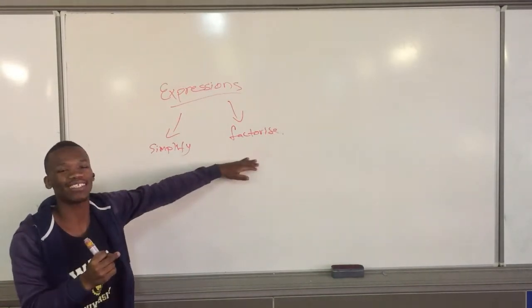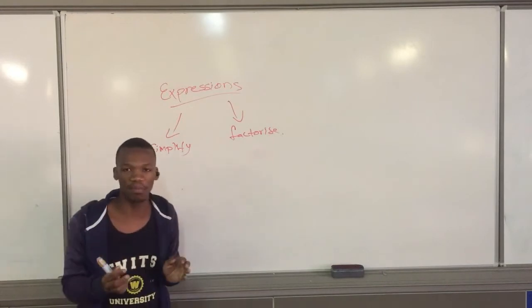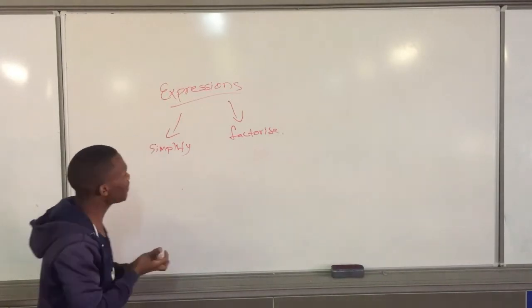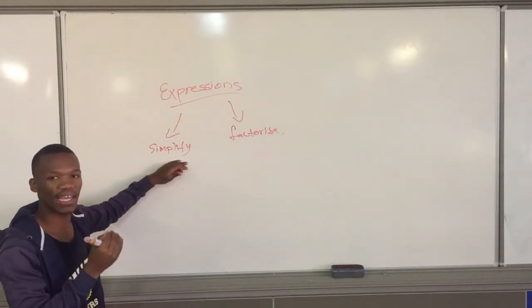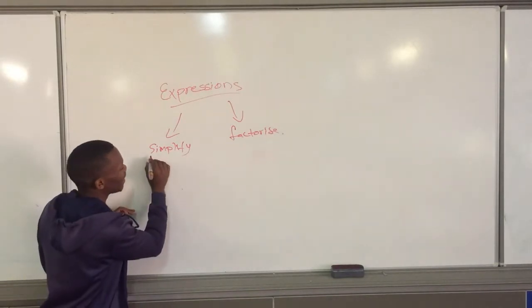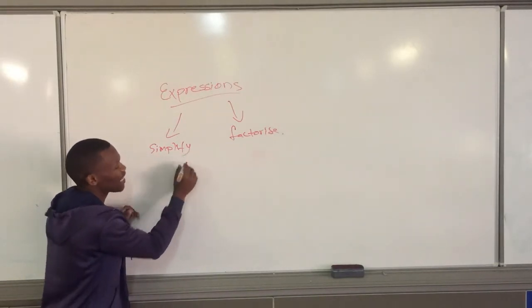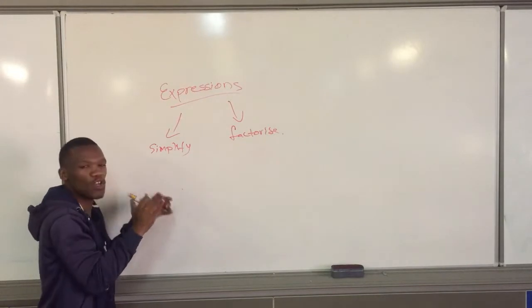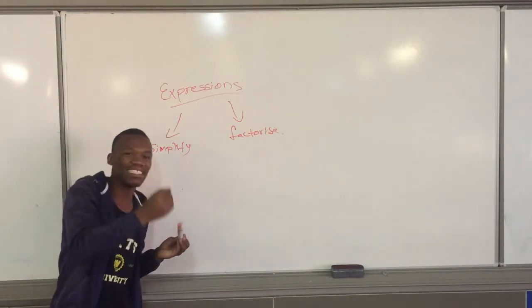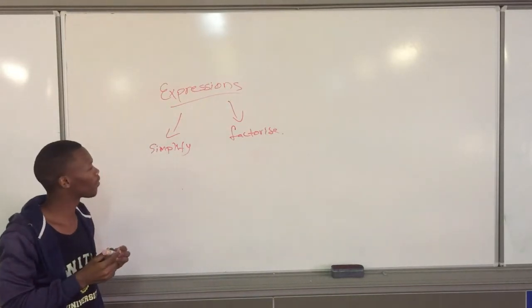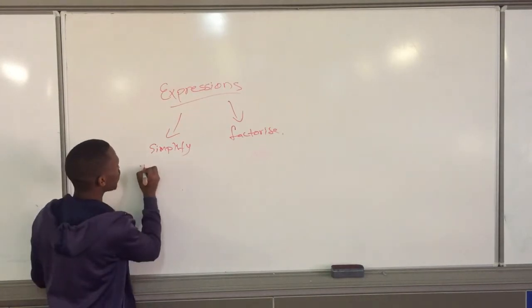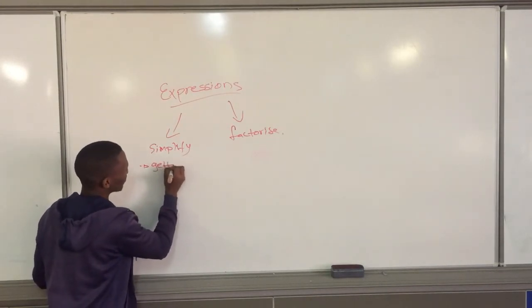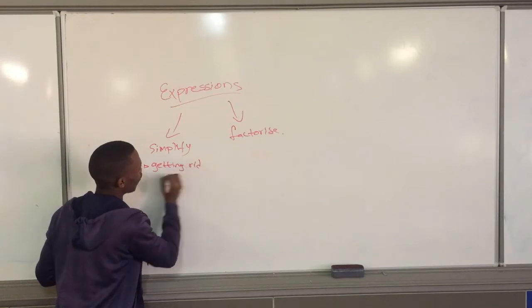That's all you need. Whenever you are given an expression, you must have the ability to simplify, you must have the ability to factorize. Now, what does it mean to simplify? To simplify, obviously, the word is self-explanatory. You are simplifying whatever you are given to its simplest form. Meaning, it's more like you are getting rid of brackets.